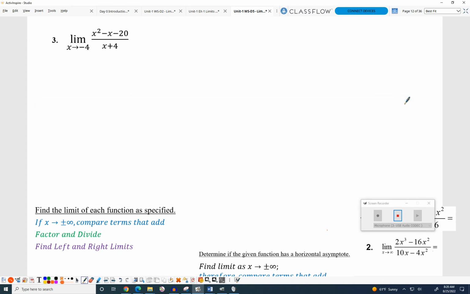Okay, number 3, look. Notice the blue does not apply because we don't have a limit where x is approaching infinity. So we just skip that thought completely. We go to the green step, factor and divide. The only reason we're factoring is so we can divide. So I look up here and I put an equal sign to indicate that I'm going to rewrite the limit.